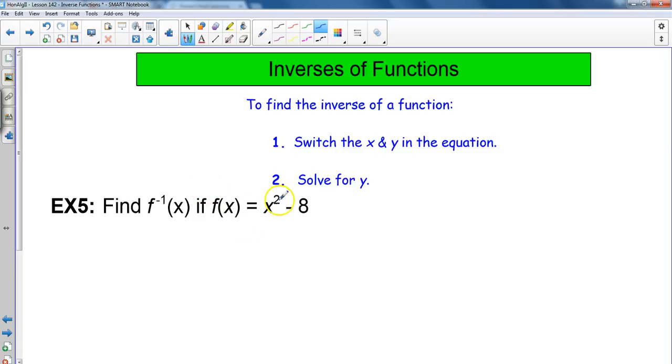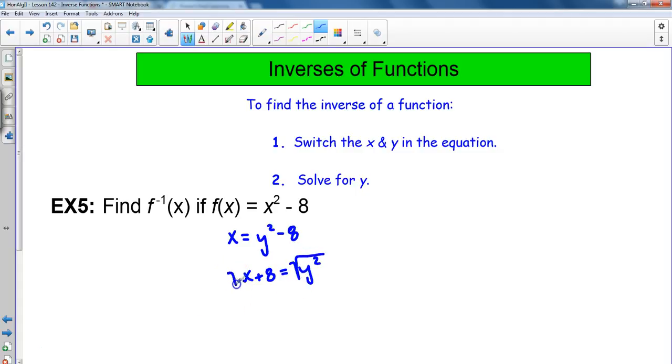Let's check out another example of this. We're finding the inverse here of f of x if f of x equals x squared minus 8. So let's go through again. We're going to switch the x's and the y's. So I'm going to have x equals y squared minus 8. We're going to go through that same process that's outlined before, or outlined up here from when we did linear functions, inverses of linear functions. So we're going to add 8 to both sides. We get x plus 8 equals y squared.